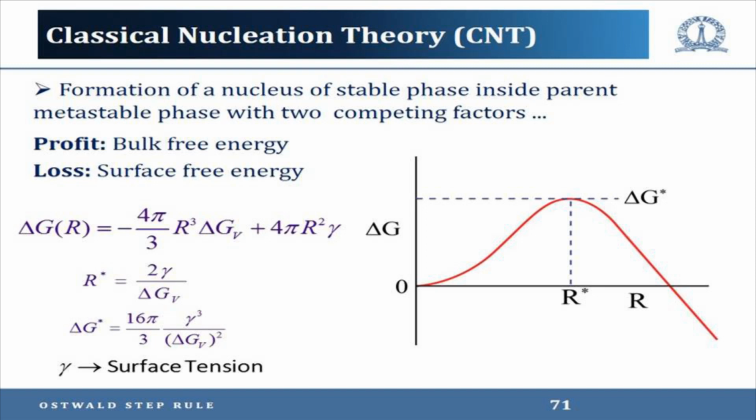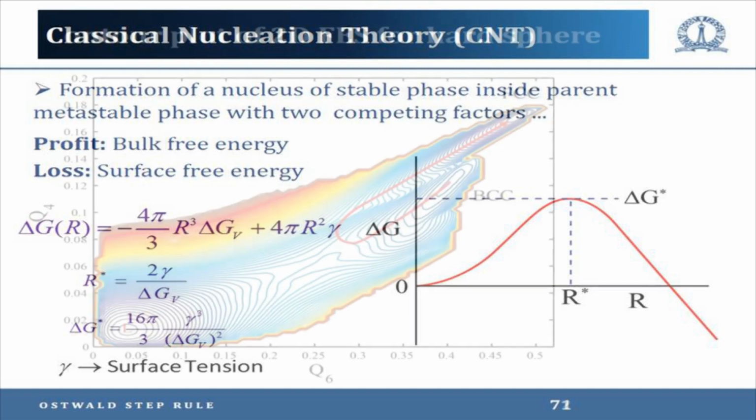Then I minimize it, and I get that very famous thing, r star equals 2 gamma by delta G V, then delta G star. These are very well known expressions of the radius of the critical nucleus and the free energy barrier of the critical nucleus. Note here, gamma is surface tension. Note the huge influence of surface tension in the free energy barrier.